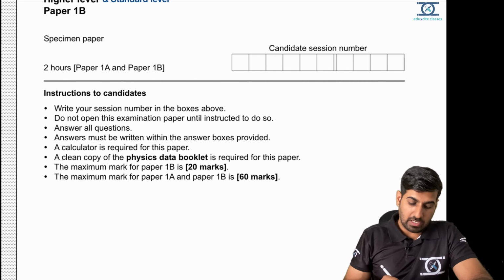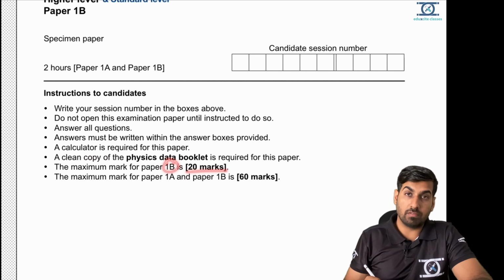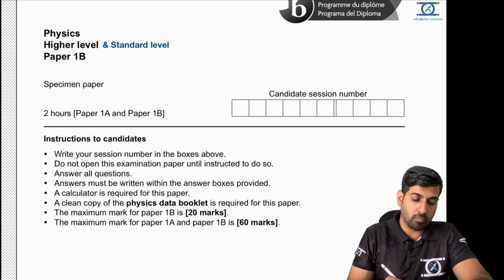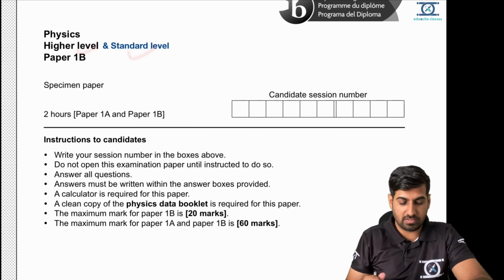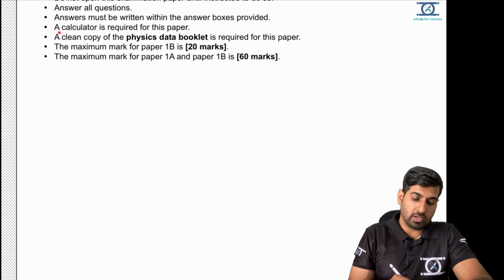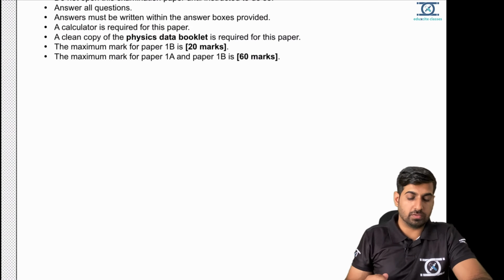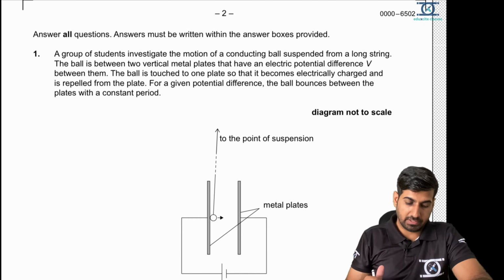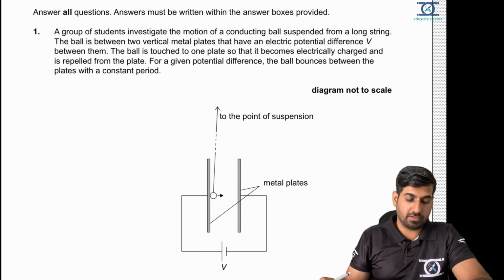A clean copy of the physics data booklet will be given to you, and the maximum marks for paper 1B, which is what we are solving today, is 20 marks, and it is common for both HL as well as SL students. A calculator is required for this paper, so don't worry about the calculations. So let us start with the very first question.